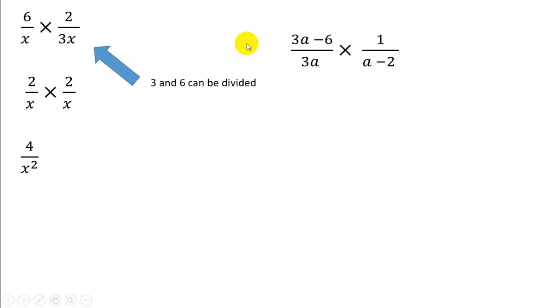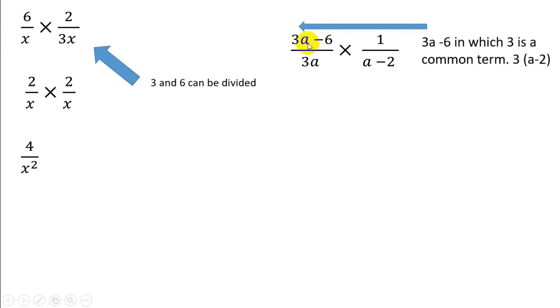Let me take another question in that exercise. 3a minus 6 over 3a multiplied by 1 over a minus 2. As I mentioned earlier, here you can find 3 is a common term. In 3a minus 6, 3 is a common term. When I take 3 out, within brackets I can write a minus 2. So the numerator comes as 3 times a minus 2 over 3a multiplied by 1 over a minus 2. As you can see, a minus 2 and a minus 2 can be eliminated. I can cancel.